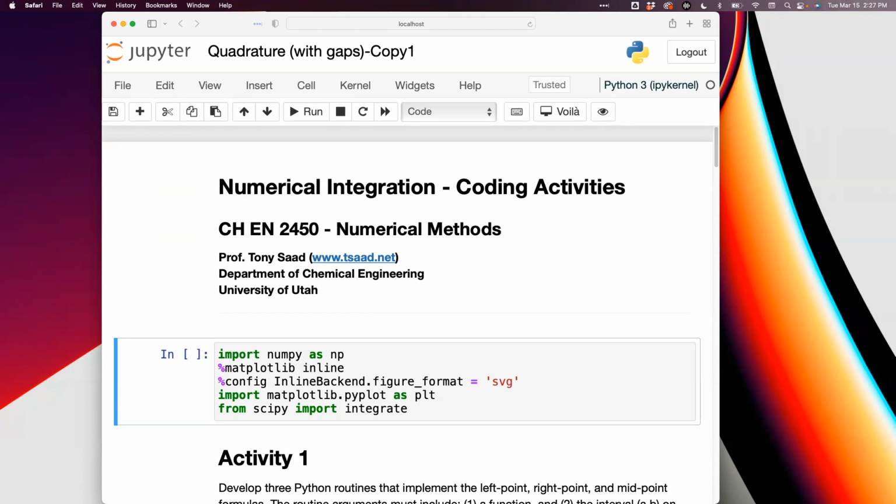Okay. Sure. Anyone still working on it? All right, let's get started. Looks like no. Okay, great.